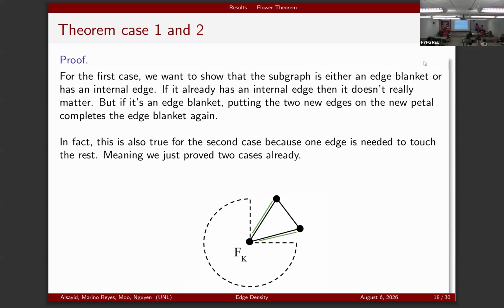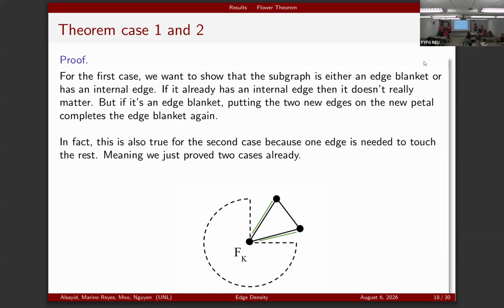So for the first case, we just want to show that a subgraph inside of F of K will either be an edge blanket or contain an internal edge. Now recall earlier that we are assuming that F of K has an edge density of 2K minus 1 already. What that means is that our subgraph is either already an edge blanket or contains an internal edge. And so if our subgraph already contains an internal edge, then for case 1, placing these edges anywhere does not really matter, because that doesn't change the fact that this subgraph will still have an internal edge.